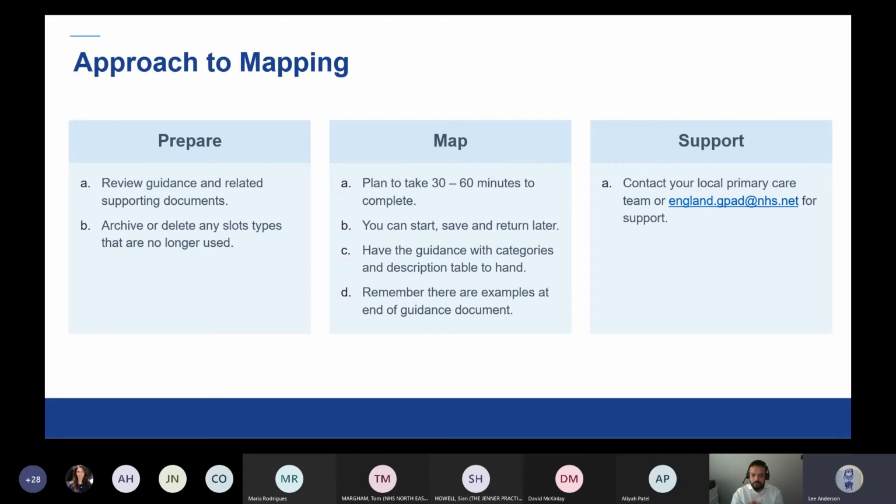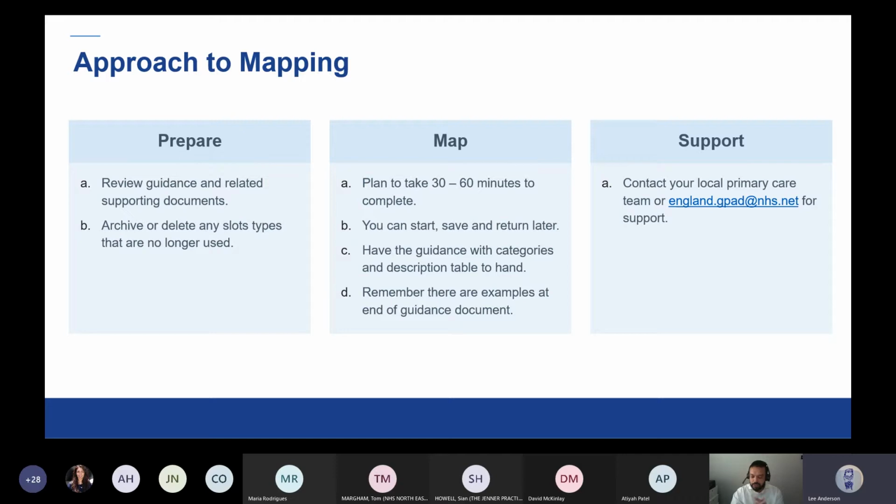The other thing that you really need to do is archive or delete any slot types unused. Practice managers have found that really useful, because it enables you to do some housekeeping. Practice managers will know that there are lots of slot types. Some of them you use, some of them have always been there and you don't use them, and some of them you look at and you don't know what they are. So it's a good opportunity to archive or delete slot types that you don't use, and then start the mapping. Because what you don't want to do is try and map slot types that you just don't use. It's just going to waste your time. So archive or delete them and then move on to the mapping.